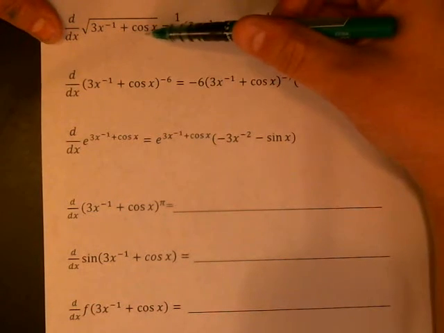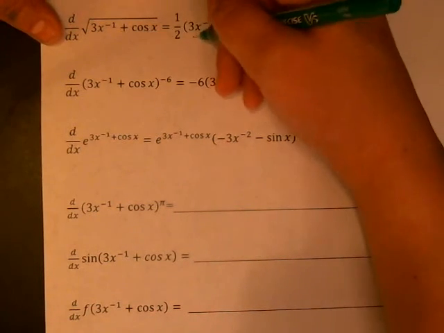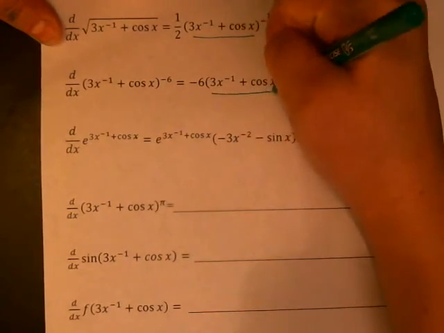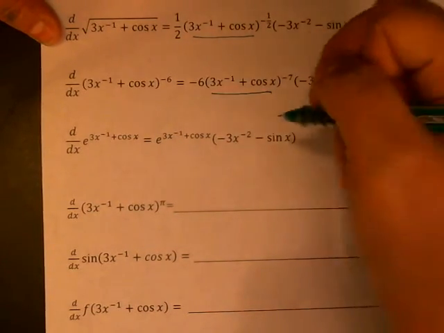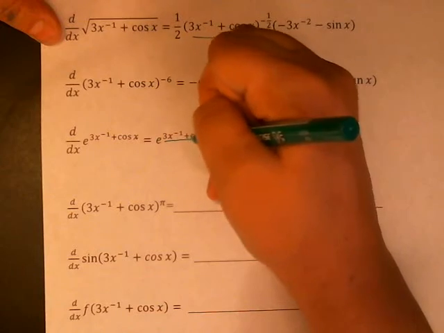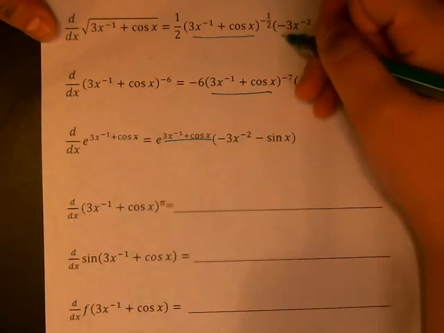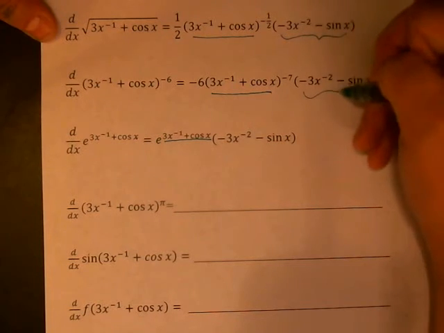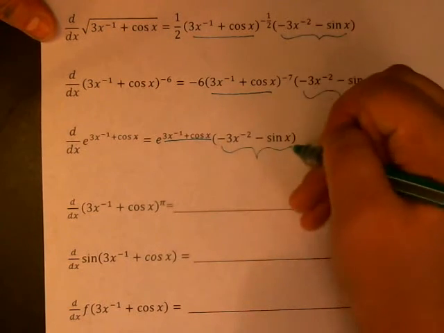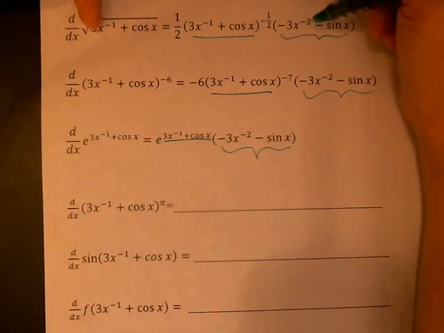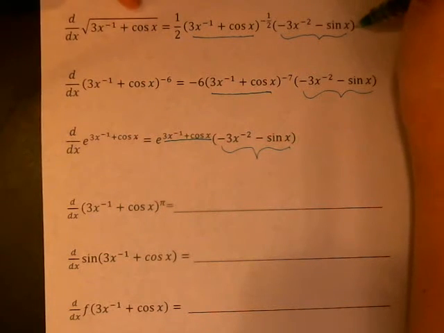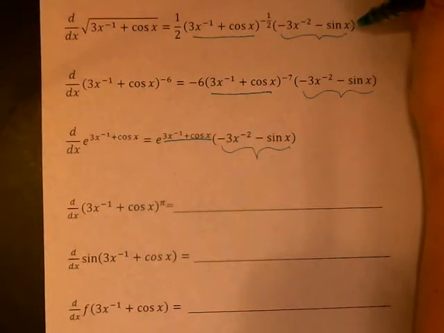So if we look over here, what we should see is that this is that exact same inner function. Let me see if I can find the right thing to underline. Showing up in every single one, and this shows up in every single one, and it happens to be the derivative of this inside stuff. Negative 3x to the negative 2 minus sine x is the derivative of the inside stuff.